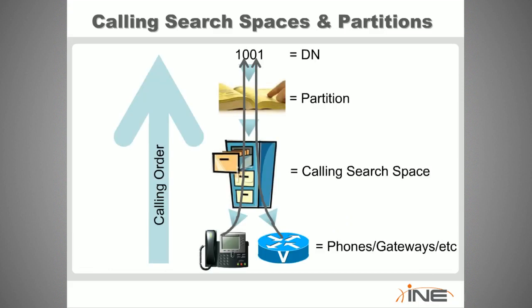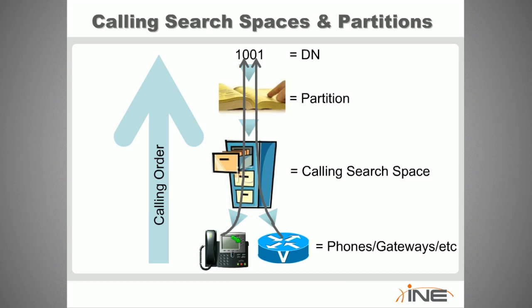So I want to go back one more time to this slide, just so everyone's fully clear on this one bit. DNs fall within partitions only. DNs have nothing to do with calling search spaces. They are not inside of calling search spaces. Likewise, you do not assign a partition to a phone or a gateway. You only assign a partition to a DN. DNs go inside of partitions. That's it.